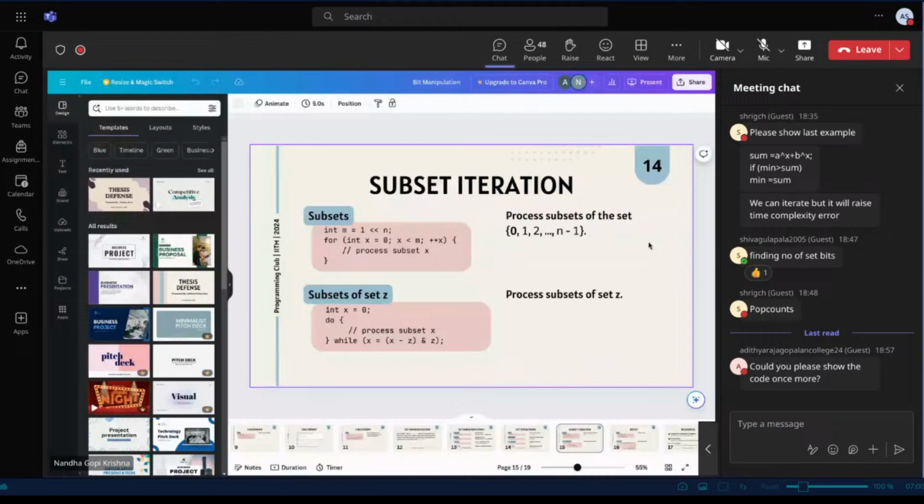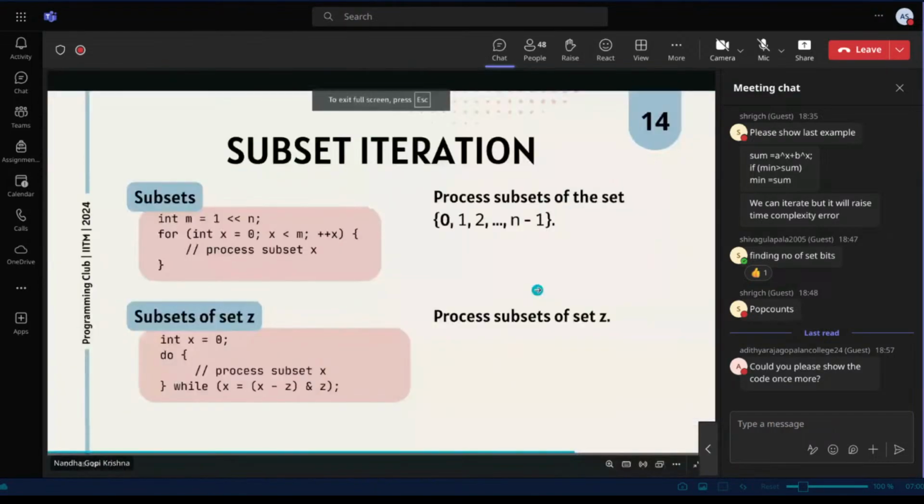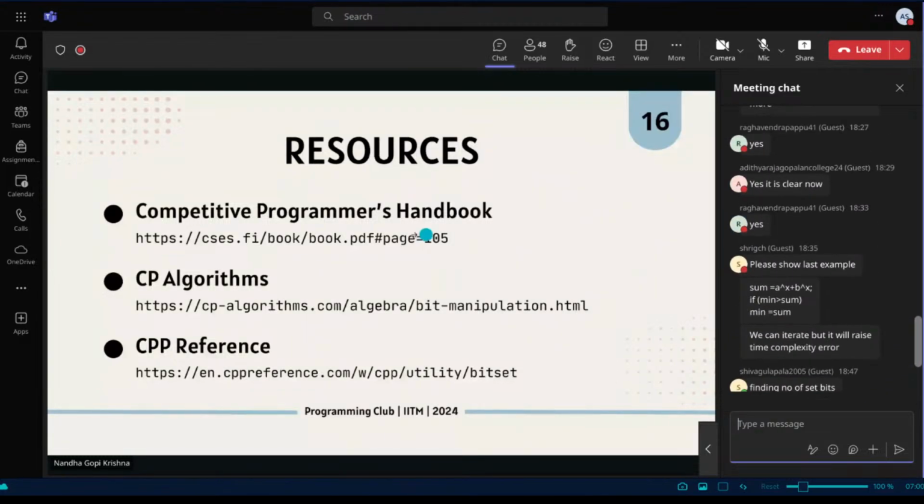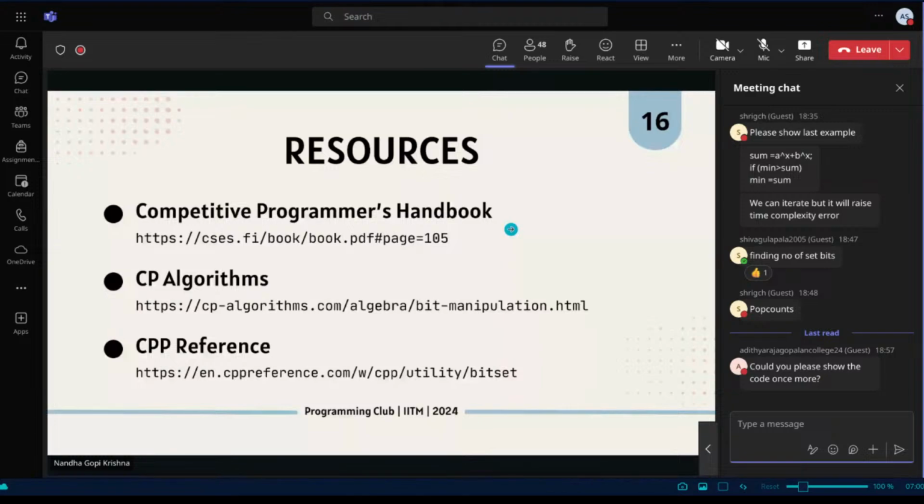That's about it for the presentation. Here are some resources that you can use. A large amount of material for the slides was drawn from the Competitive Programmer's Handbook, and the relevant information starts from page 105. Here's the URL. There's also CP-Algorithms, which contains some more algorithms involving bit manipulation. And you can take a look at bitset and the bits library in cppreference.